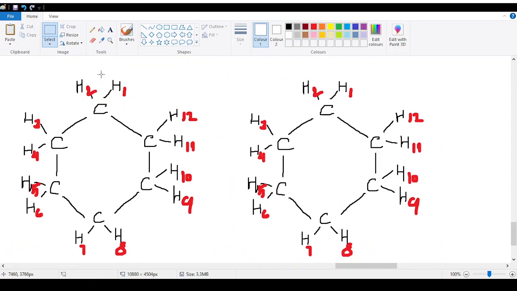Since you have chosen hydrogen one, I'm going to erase hydrogen one. Now in the diagram on the right side, I just copied it, so same structure. Choose another hydrogen, any other hydrogen except one. We can choose hydrogen number three. Okay, so I'm going to erase it. Now the structures that are left, do they look the same to you or do they look different to you? Tell me.